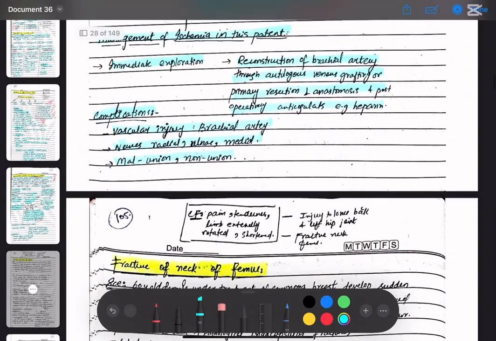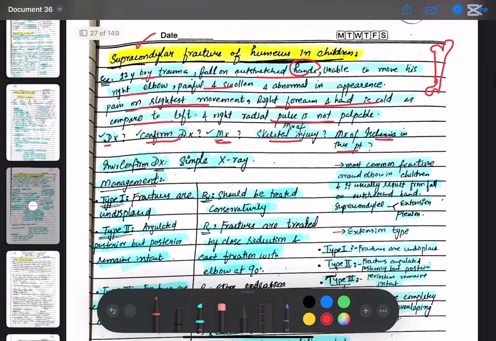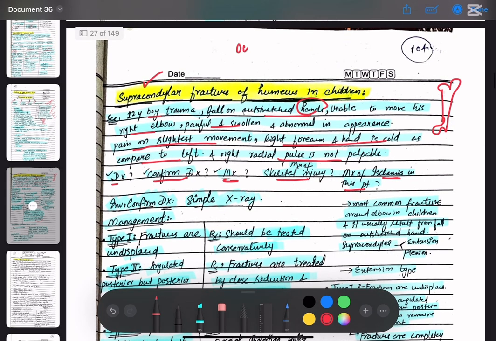Okay, let's revise this case. There is a boy who fell on outstretched hands. Remember, whenever there is a clue of fall on outstretched hands, it is supracondylar fracture.